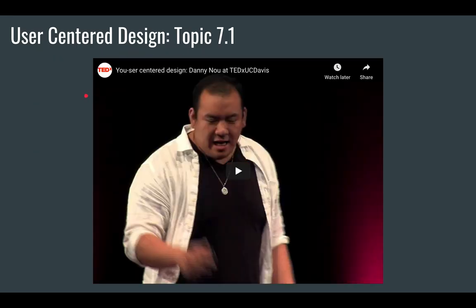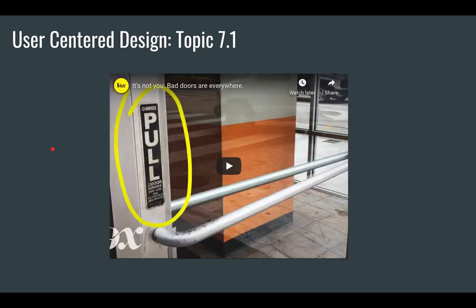Oh, before we do, this is an example by a guy named Danny New, and I'd like you to watch this. He's talking about user-centered design. And so please take some time watching this, and he'll explain his thinking and the design process of making a baby carriage. Now, this is also really interesting.